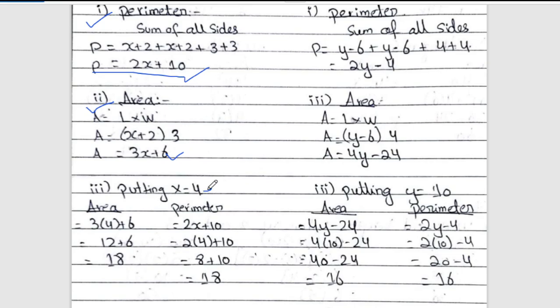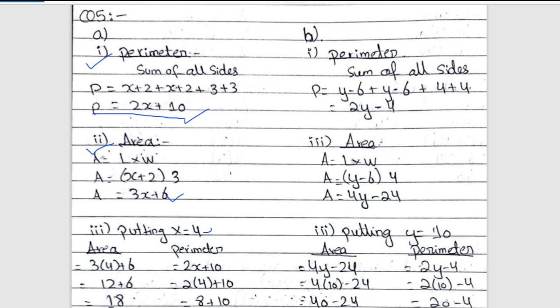So by putting this value 4 in the area's expression, which is 3x plus 6, 3 times 4 will be 12, plus 6. 12 plus 6 will be 18. So by putting the value of 4 in the expression of area, we find the area is 18. Same goes with perimeter. We use the expression of perimeter, which is 2x plus 10. By putting the value of x as 4, 2 into 4 will be 8, plus 10. 8 plus 10 will be 18. So 18 is the area and 18 is the perimeter.